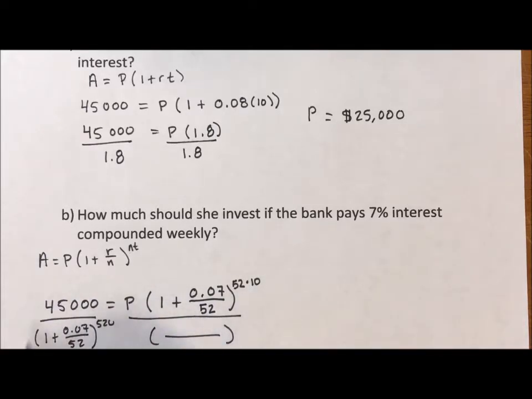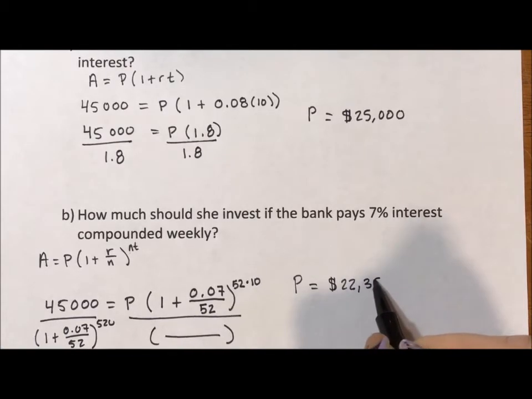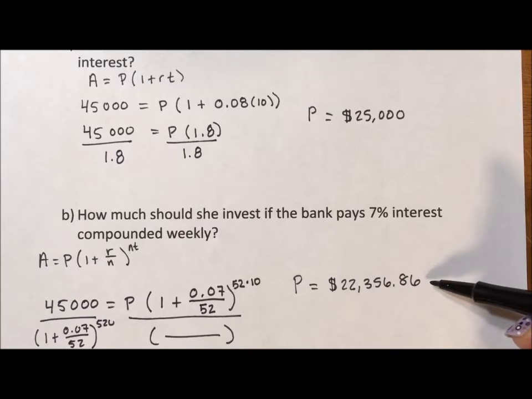And this is a really simple thing to throw into your calculator. You don't even have to do anything funky. You just say 45,000 divided by, parenthesis, 1 plus 0.07 over 52, close parenthesis, to the 520. You don't even have to do anything funky with extra parentheses. So my principal in this situation is $22,356.86. We round to 2 decimal places because it's money.